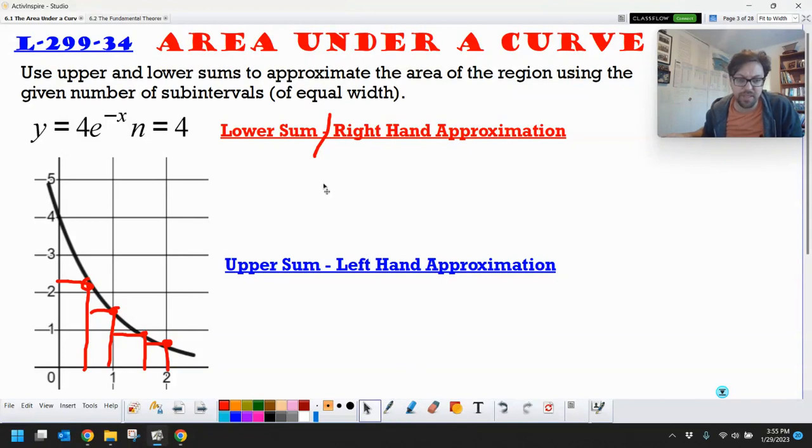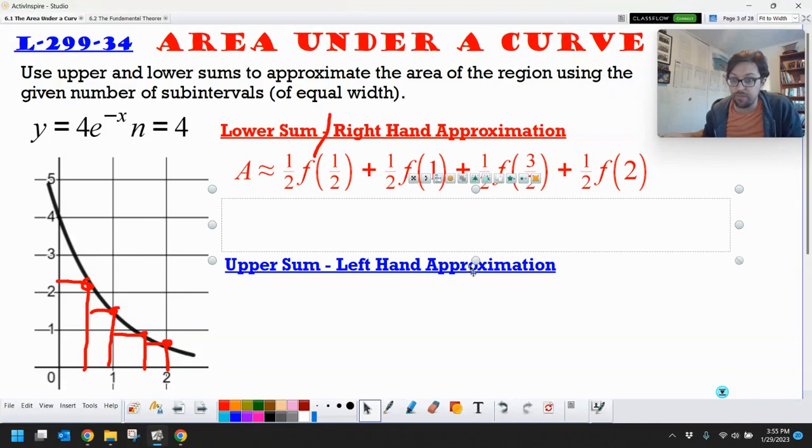To actually figure out what this is, we just have to plug in these points and then find the area of these rectangles. So this first one is 1/2 by what f of 1/2 is. The second one is also 1/2 wide multiplied by whatever f of 1 is, and then etc. down the line.